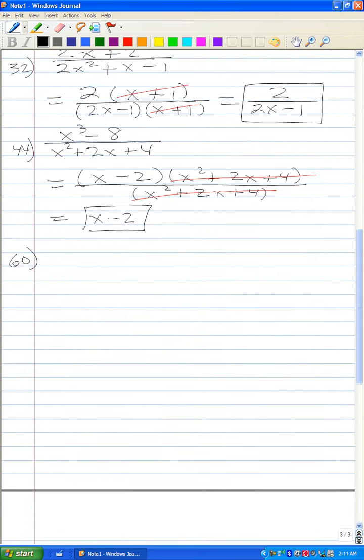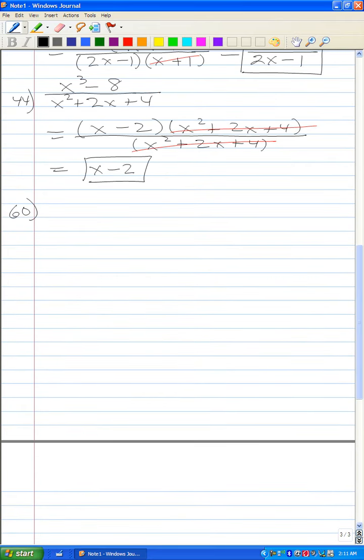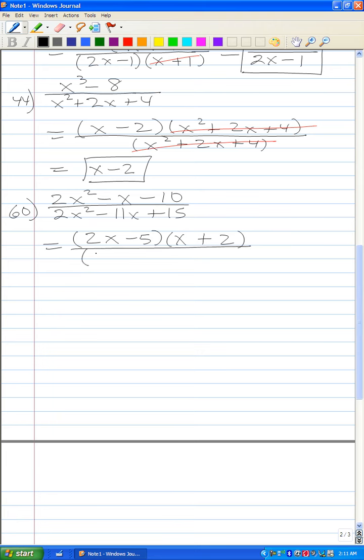Let me do problem number 60. And so I have 2x squared minus x minus 10 over 2x squared minus 11x plus 15. Let me factor. Well, the numerator factors into 2x minus 5 times x plus 2. The denominator factors into 2x minus 5 times x minus 3. So I can cancel the 2x minus 5's. And so you get x plus 2 over x minus 3.